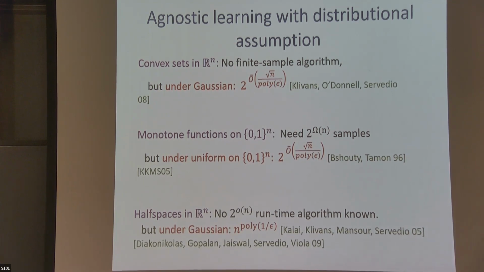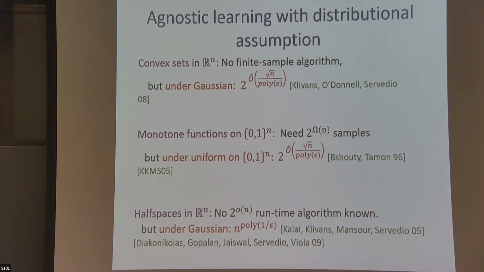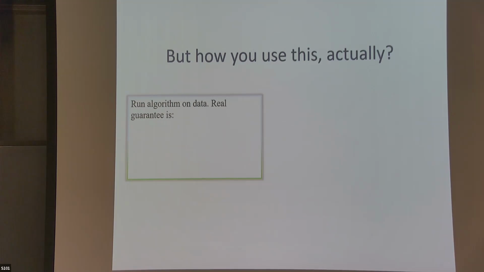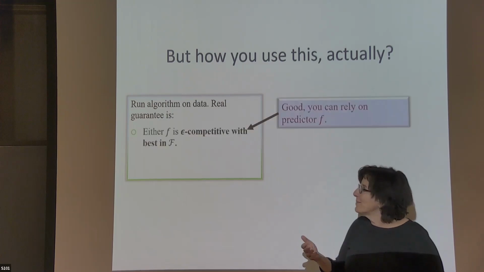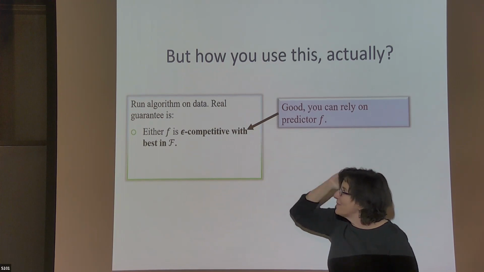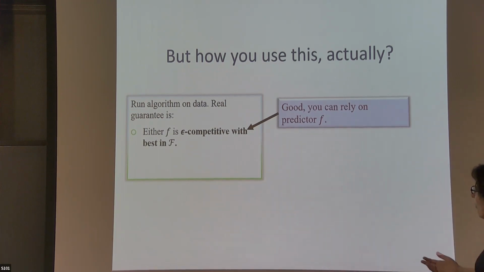So if you can make a distributional assumption, then agnostic learning becomes a little less formidable. That's the idea. But now, how do you use this agnostic learner? You run the algorithm on some data and you get some guarantee. Either the output of the agnostic learner is epsilon competitive with the best thing you had in F, and great, you can now rely on this output as your predictor, or the distribution that your data came from has nothing to do with what you assumed, and all bets are off.